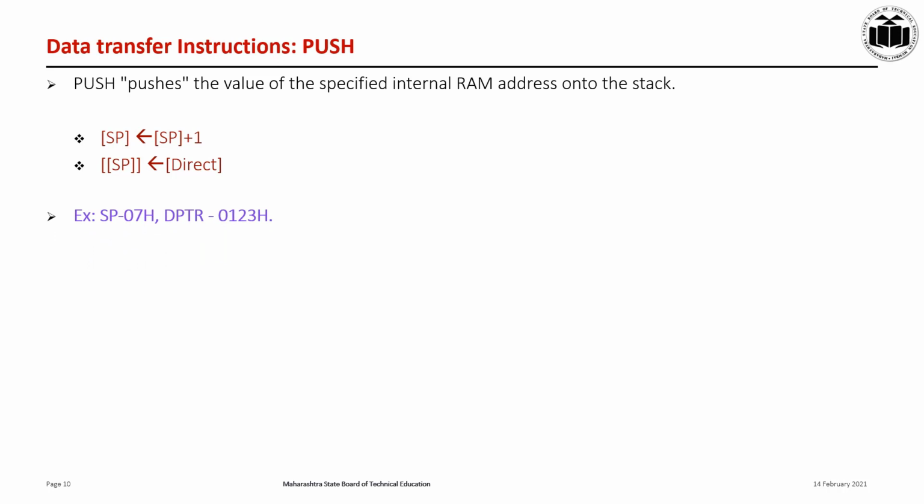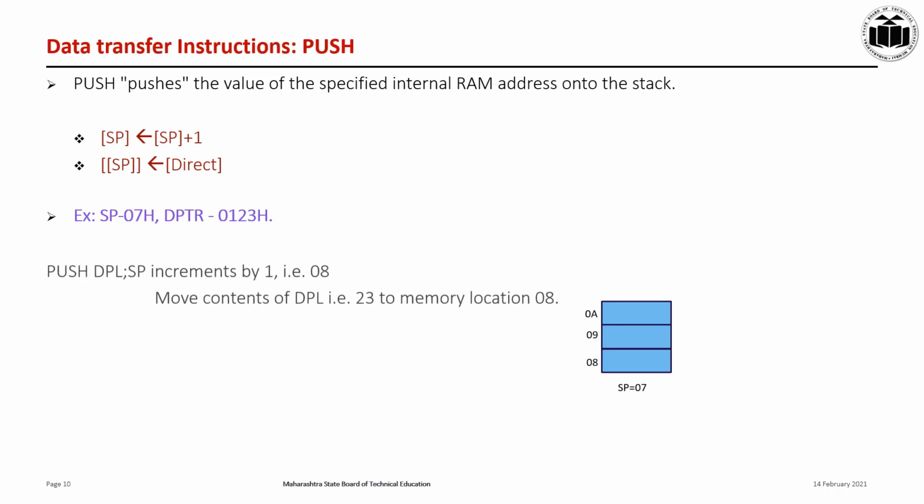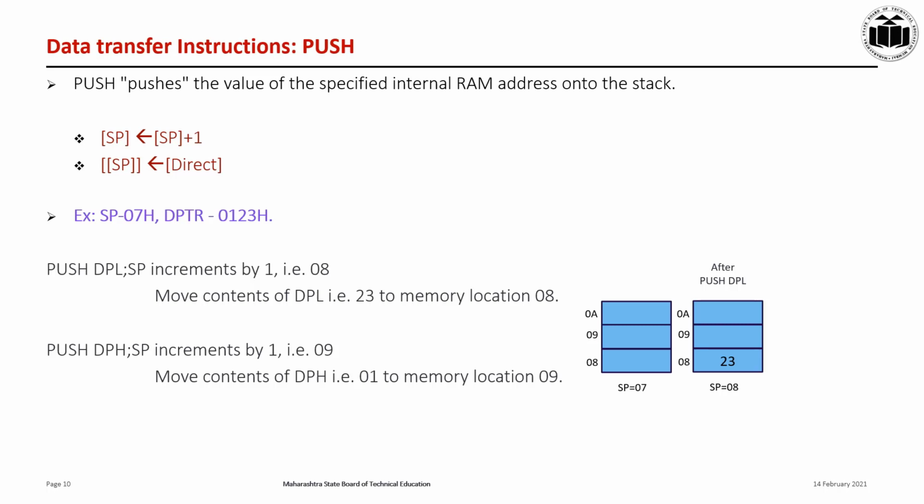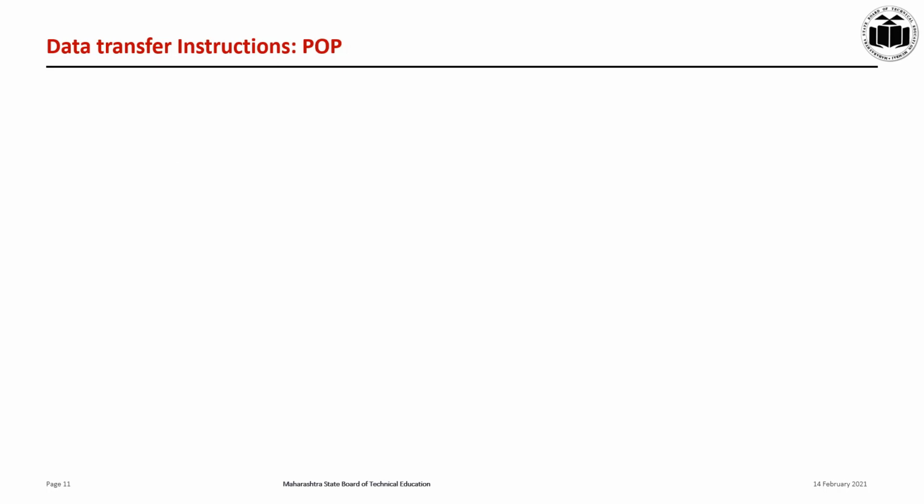For example, if stack pointer contains 07H and DPTR 0123H, then after PUSH DPL instruction, stack pointer is incremented by 1, that is 08, and contents of DPL, that is 23H, move to memory location 08H. PUSH DPH. Stack pointer increments by 1, that is 09, and contents of DPH, that is 01, move to memory location 09. POP instruction pops the last value placed on the stack into the internal RAM address specified.